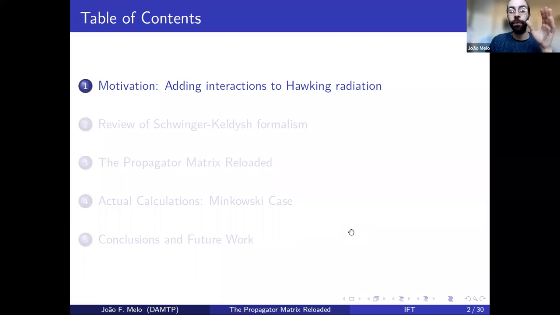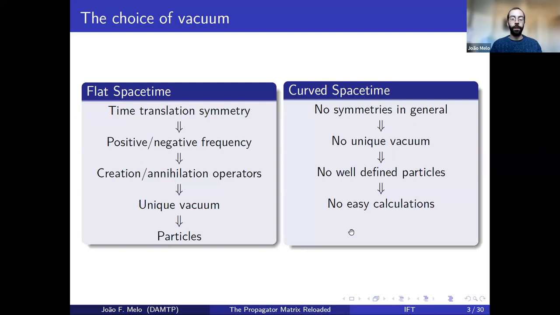This all began with me trying to understand how to add interactions to Hawking radiation. So let's review a little bit about how QFT in curved spacetime works. Because in flat spacetime, everything is easy. We have a time translation symmetry that gives us a unique definition of positive and negative frequency, which gives us creation and annihilation operators, particles, unique vacuum, everything.